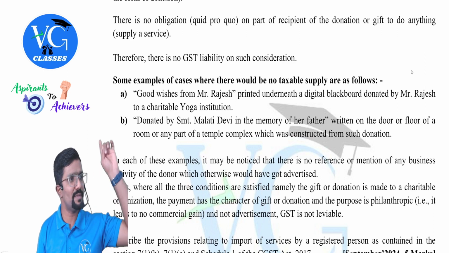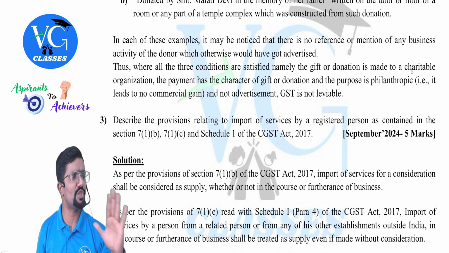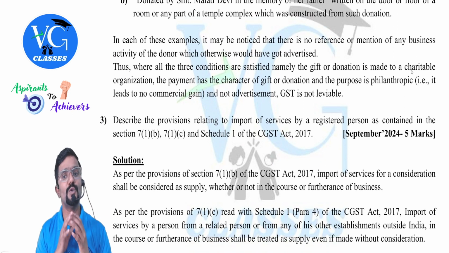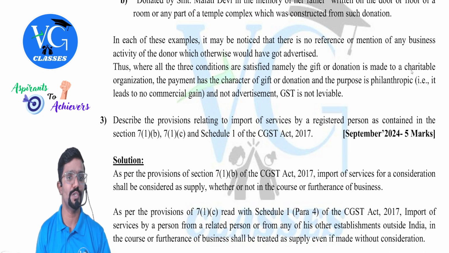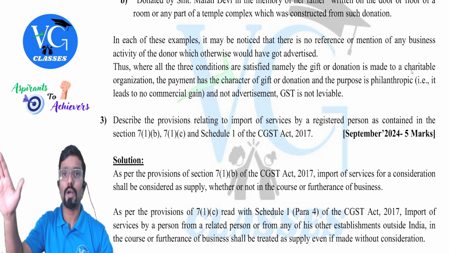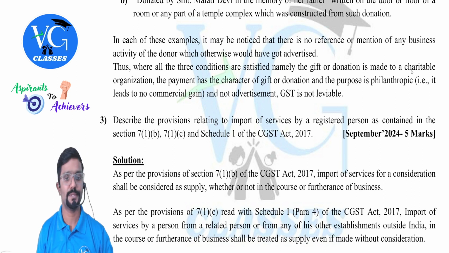Whatever examples I had already given, the same examples I have given you. In each of these examples, only the name is mentioned, which is not a problem. It may be noticed that there is no reference or mention of any business or activity of the donor, which otherwise would have got advertised. Thus, where all the three conditions are satisfied, namely, what are those? Gift or donation is made to a charitable organization. The payment has the character of gift or donation, and the purpose is purely philanthropic. Nothing in return I am expecting. It leads to no commercial gain, and there is no advertisement. Hence, GST is not applicable, guys.